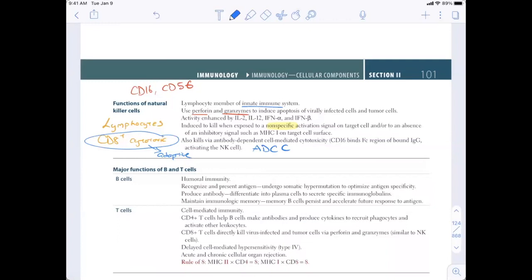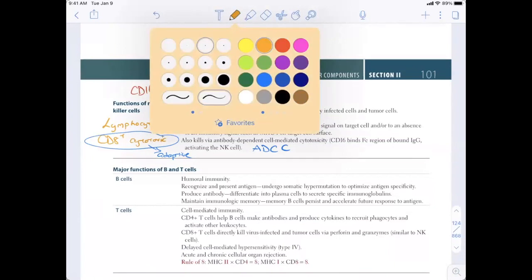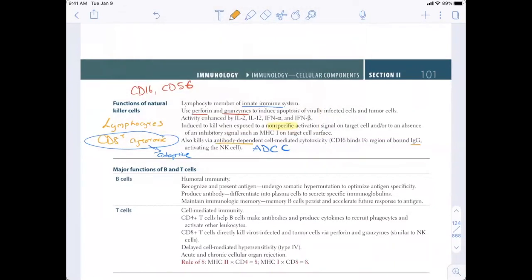So it's antibody dependent, which means there has to be an antibody. Okay, so what's the antibody? This is how you remember it. What's the antibody we're talking about? So the antibody dependent, that antibody is your IgG, okay? And then the cell mediated, what is cell mediated? Cell mediated means lymphocytes. Wherever you see cell mediated, it means lymphocytes, all right? So what is the lymphocyte here? The lymphocyte is a natural killer cell, because remember, your B and T cells are not the only lymphocytes. Your natural killer cell is a lymphocyte as well.